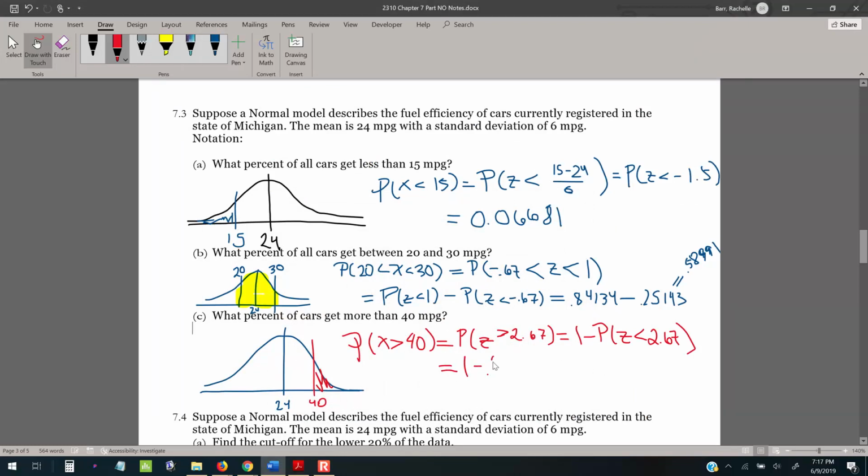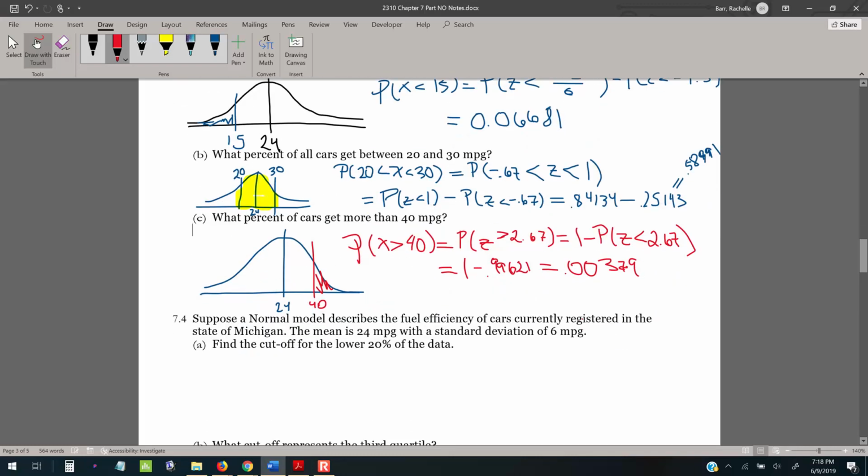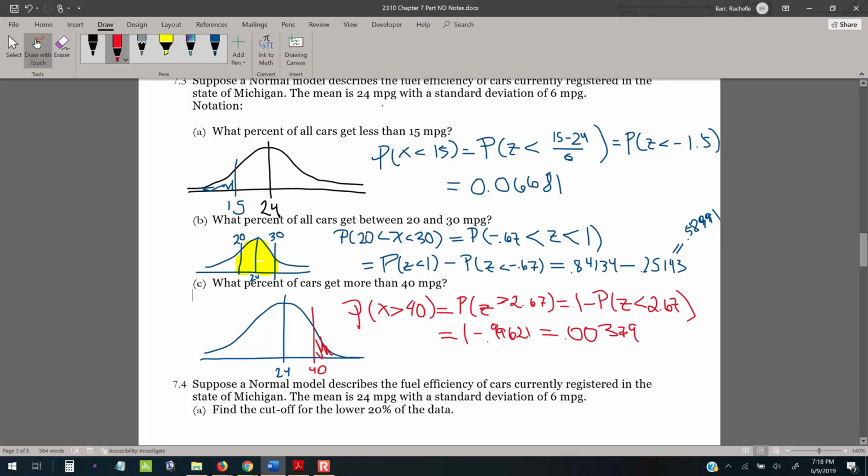So 1 minus 0.996, to 1, which will give you a 0.00379. That's pretty tiny. That's super small. It's 0.3%. Well, 0.4-ish is closer. But still, not 4%, not 3%, 0.4 or 0.3%. Not good.